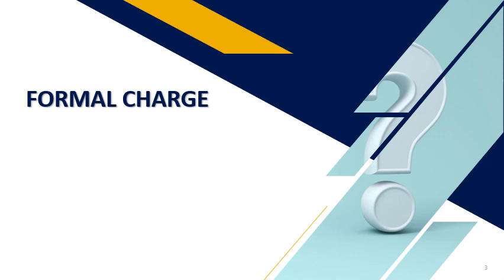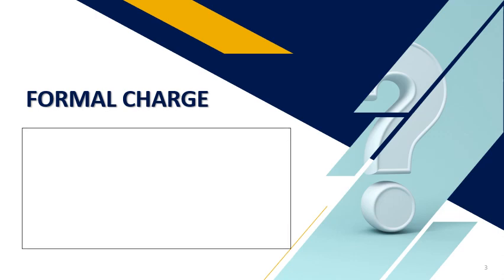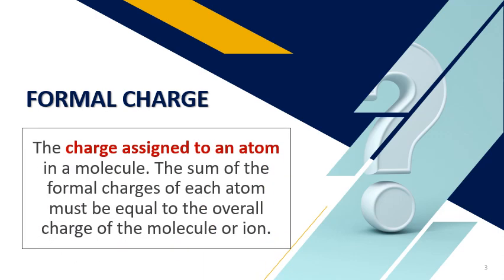What is exactly the formal charge? Formal charge can be defined as the charge assigned to an atom in a molecule. The sum of the formal charge of each atom must be equal to the overall charge of the molecule or ion.